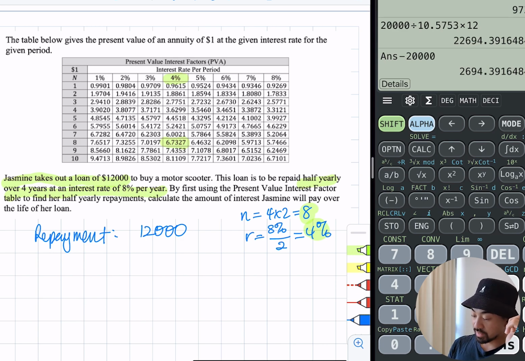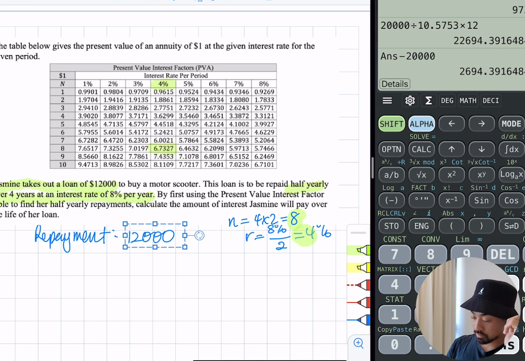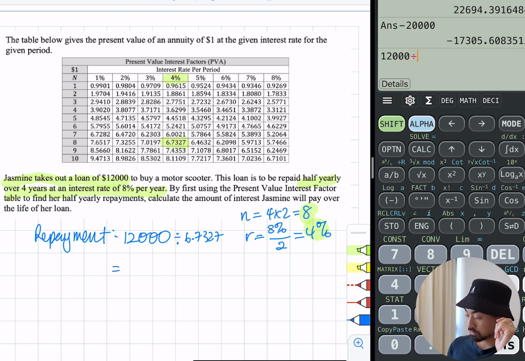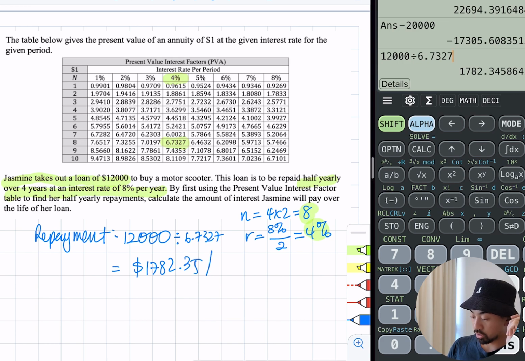So we need to divide this 12,000 by 6.7327. Just move this over a bit. So what's that equal to? That's equal to 1782.35 per half year. Just box that up to make it a bit obvious.